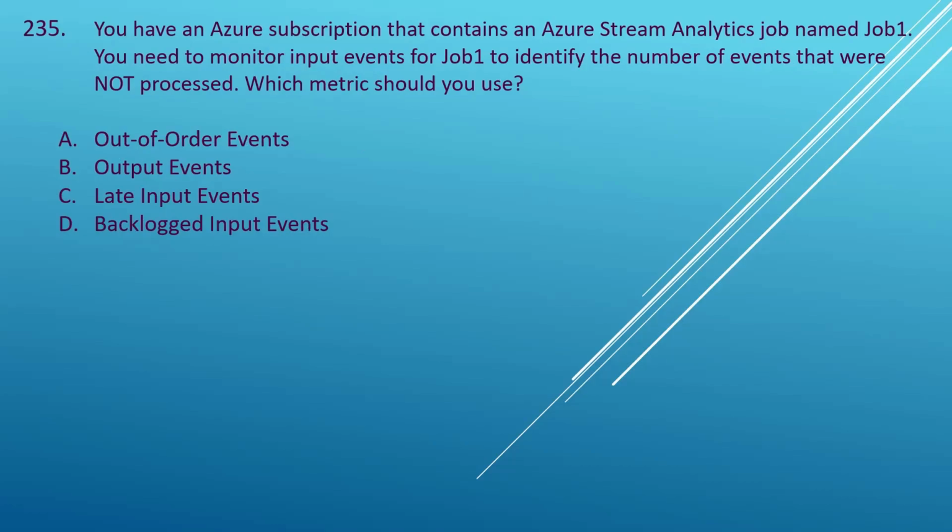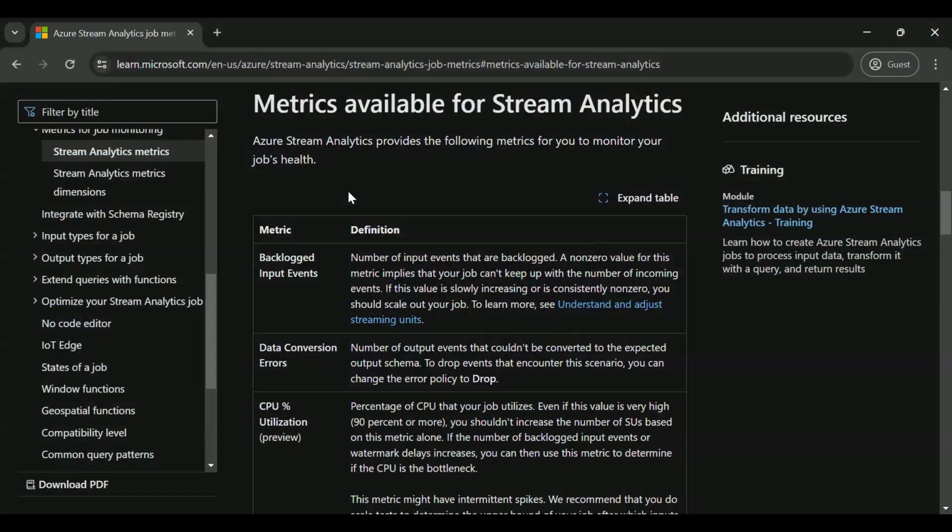And the correct answer here is option D, backlogged input events. So friends, these are some of the metrics available for Stream Analytics, and the first one is backlogged input events, which was the correct answer for our use case. The definition of it is the number of input events that are backlogged. A non-zero value for this metric implies that your job can't keep up with the number of incoming events. If this value is slowly increasing or is consistently non-zero, you should scale out your job.